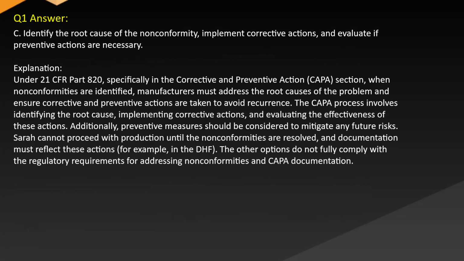Answer. C. Identify the root cause of the nonconformity, implement corrective actions, and evaluate if preventive actions are necessary. Explanation. Under 21 CFR Part 820, specifically in the corrective and preventive action (CAPA) section, when nonconformities are identified, manufacturers must address the root causes of the problem and ensure corrective and preventive actions are taken to avoid recurrence.